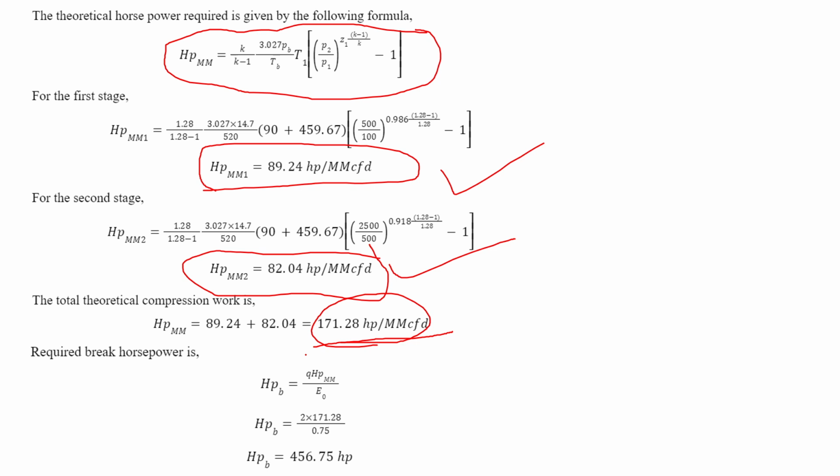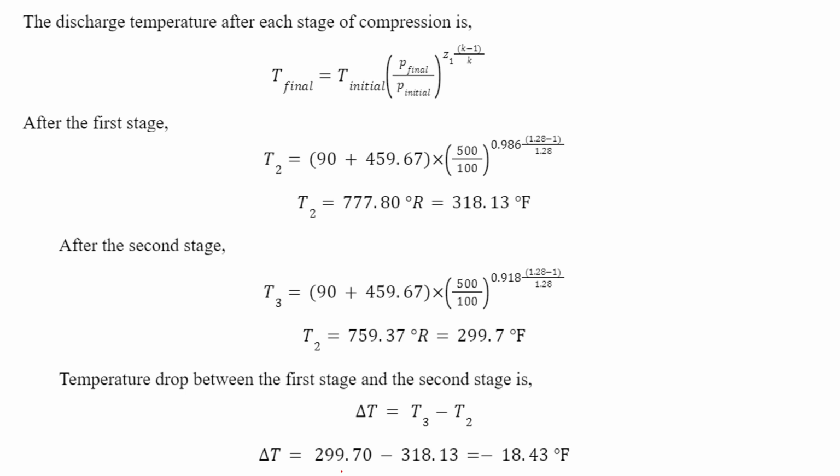So we will have to divide it by the efficiency of each stage. As there are two stages, we have to consider that also, as the quantity into the total theoretical compression work divided by the efficiency, and from that we will find out the brake horsepower, that is the amount of energy that has to be given for this whole system to work. So that will come out as 456.75 HP. This is the required brake horsepower.